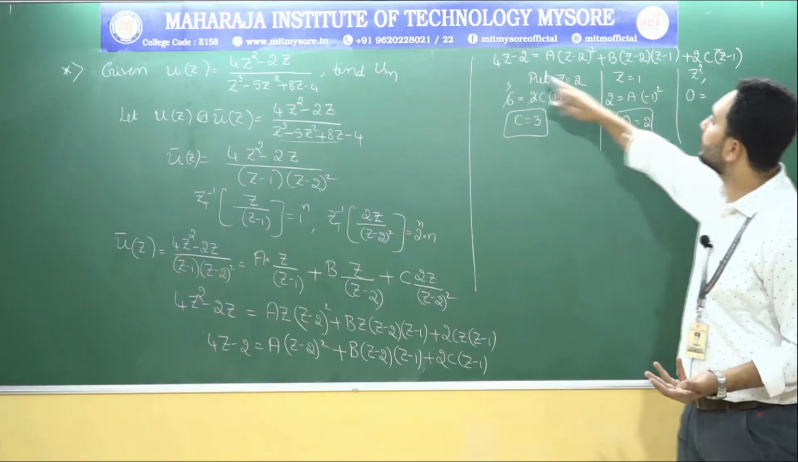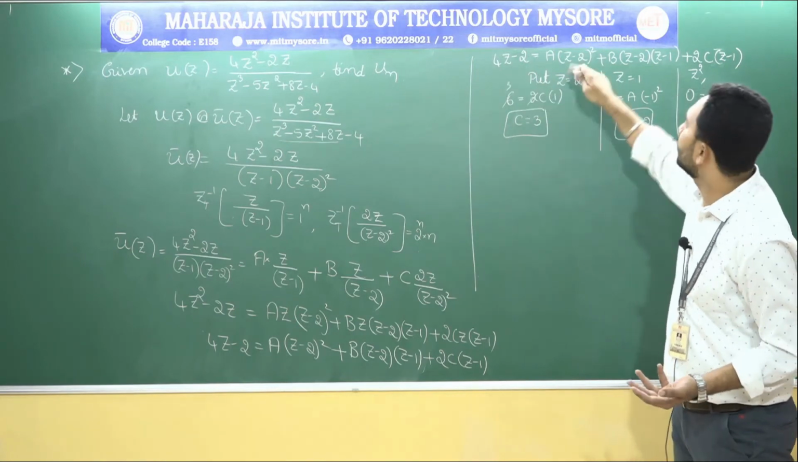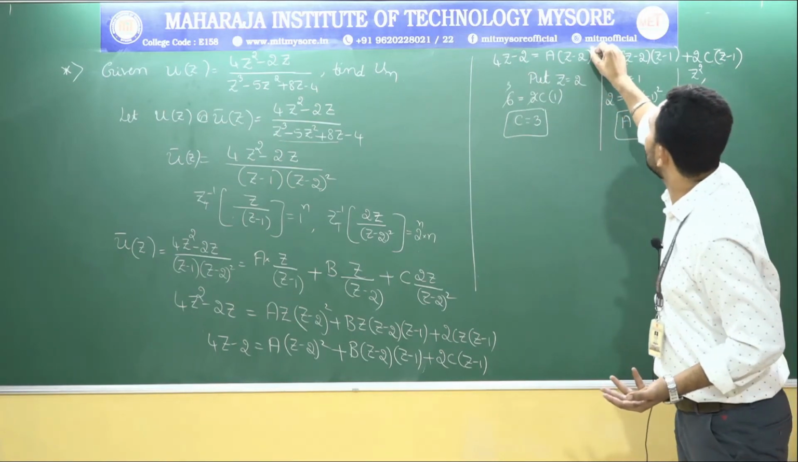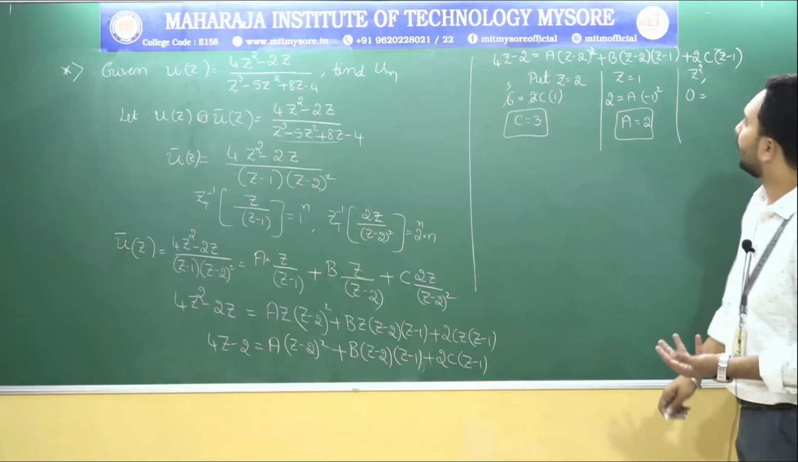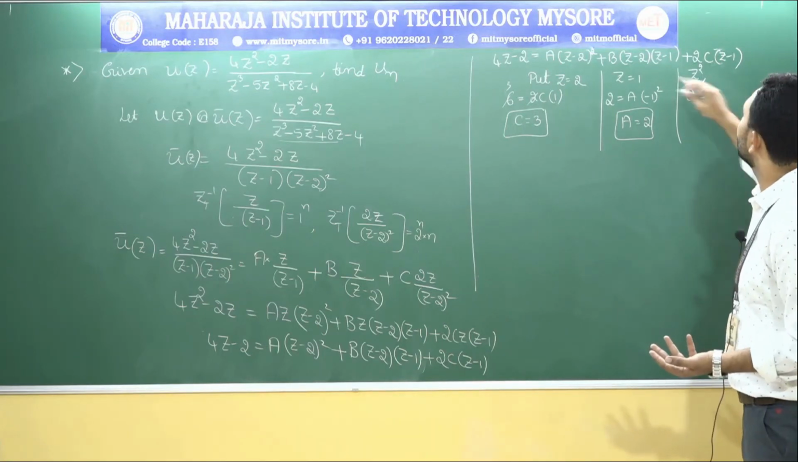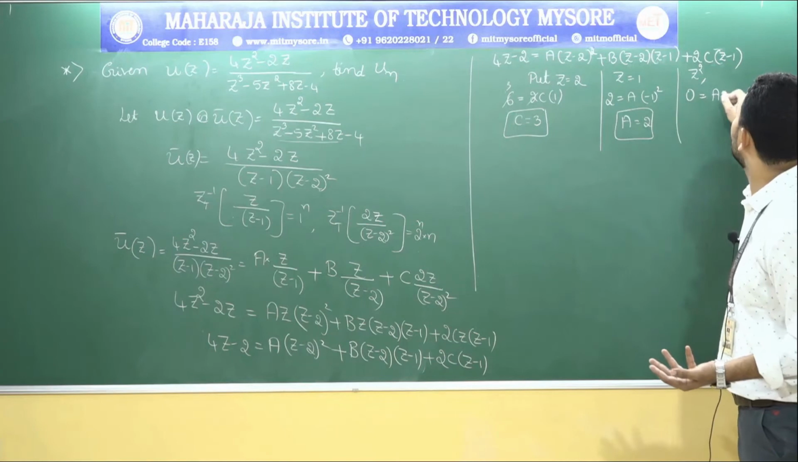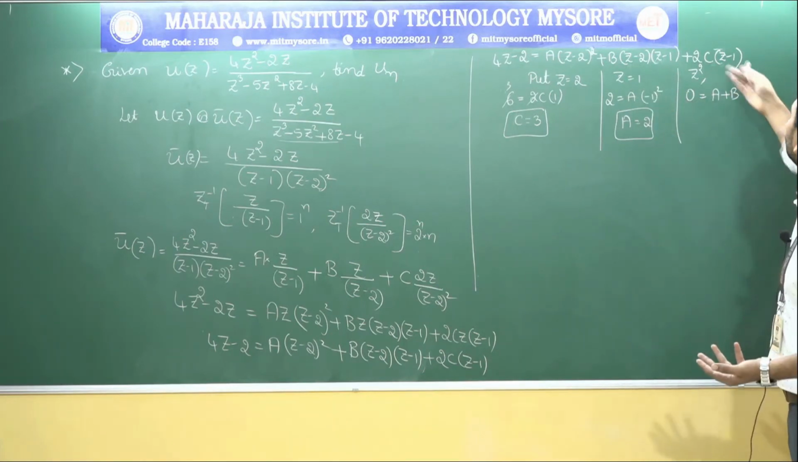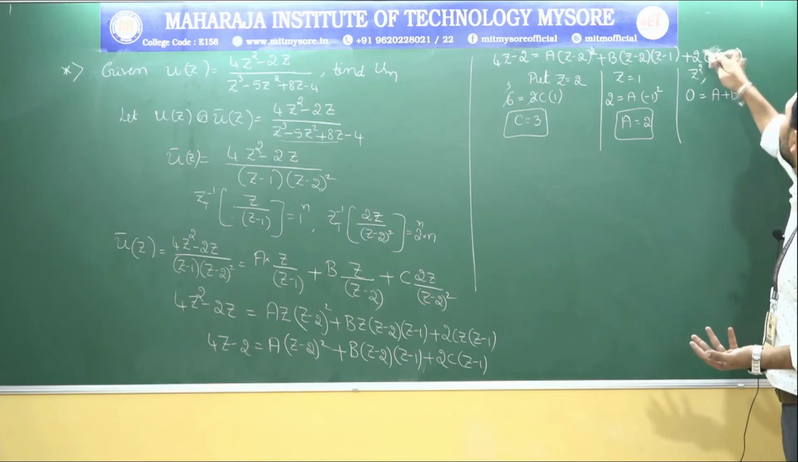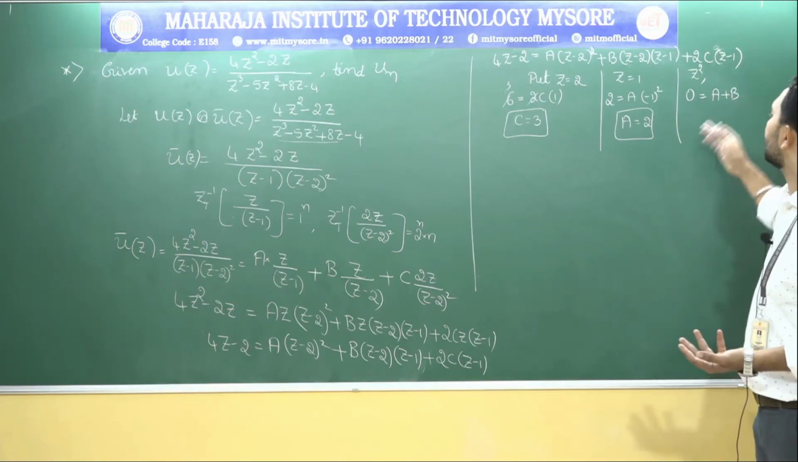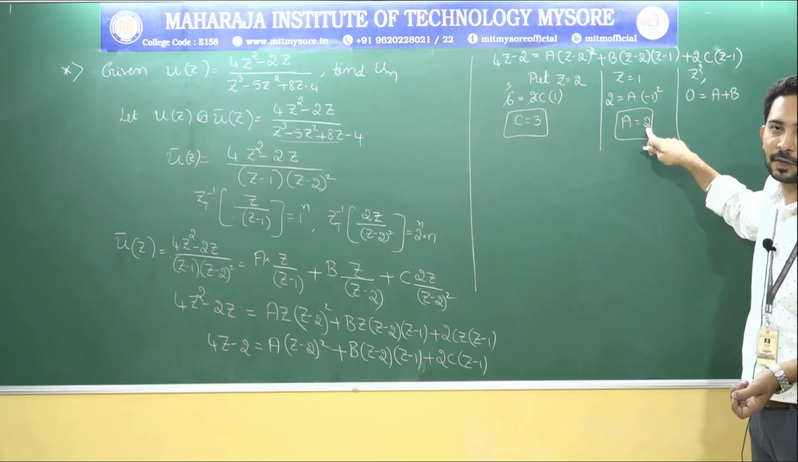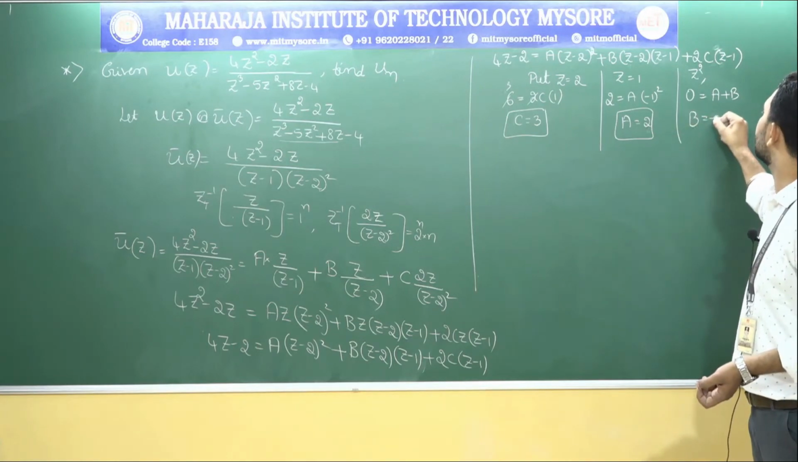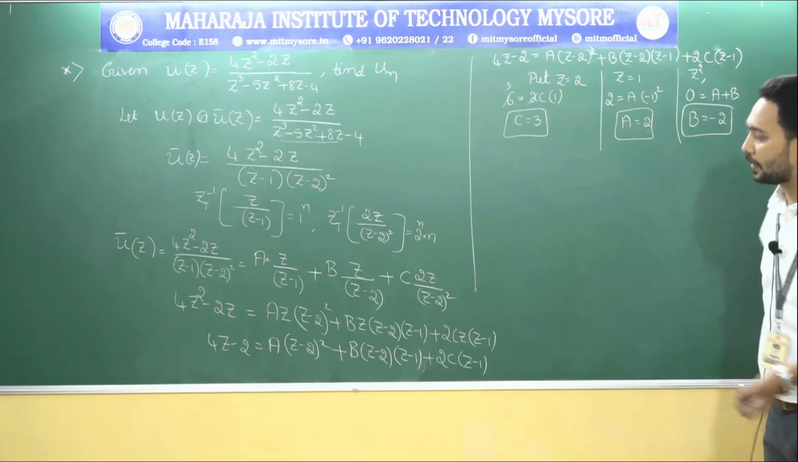So 0 equals, we don't have any z square here, so it is (z minus 2) whole square, so we'll get z square there, that is a, z into z square, so we have z square term here, that is b, and we don't have z square term in the last one, so a plus b equals 0. As you know the value of a, it is 2, so b value is simply minus 2.